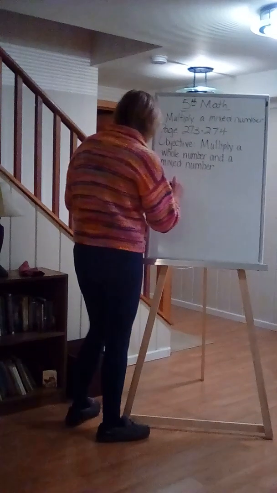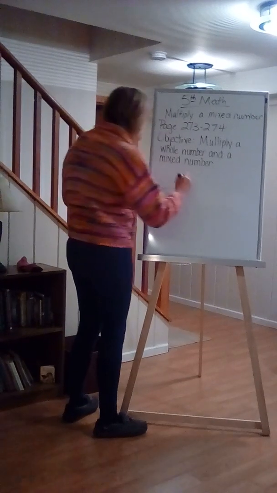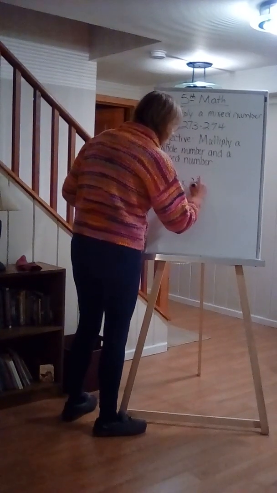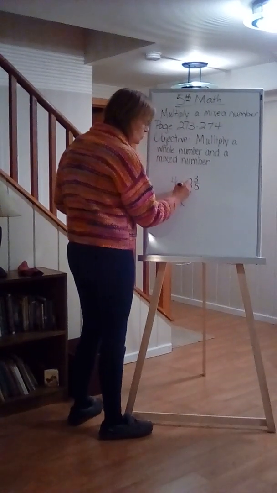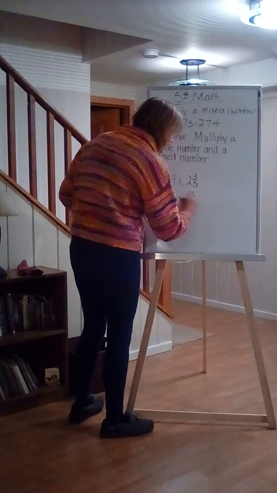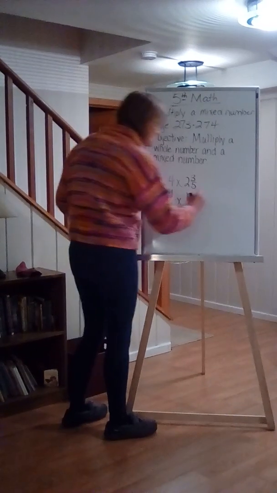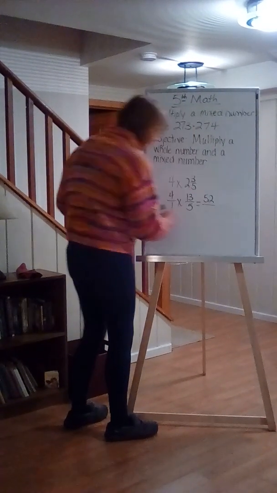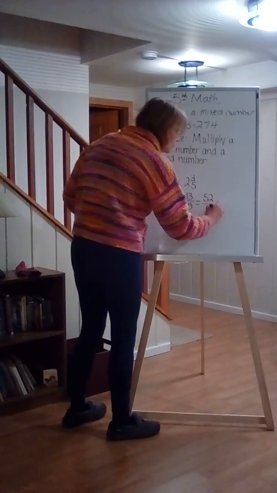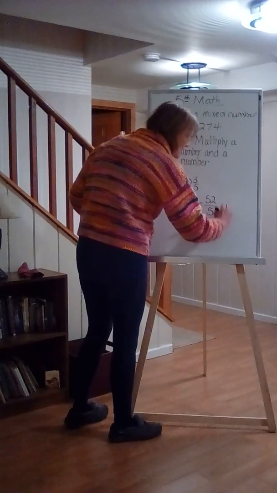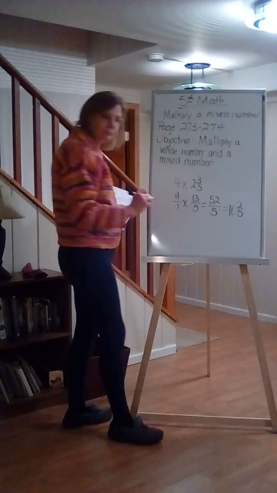3 says 4 times 2 and 3/5. So 4 becomes 4 over 1 times 5 times 2 is 10 plus 3 is 13 over 5. Now I've got to multiply 4 times 13, which is 52. 1 times 5 is 5. How many times can 5 go into 52? 5 can go into 52 10 times. 10 times 5 is 50. I have 2 left over. All right?